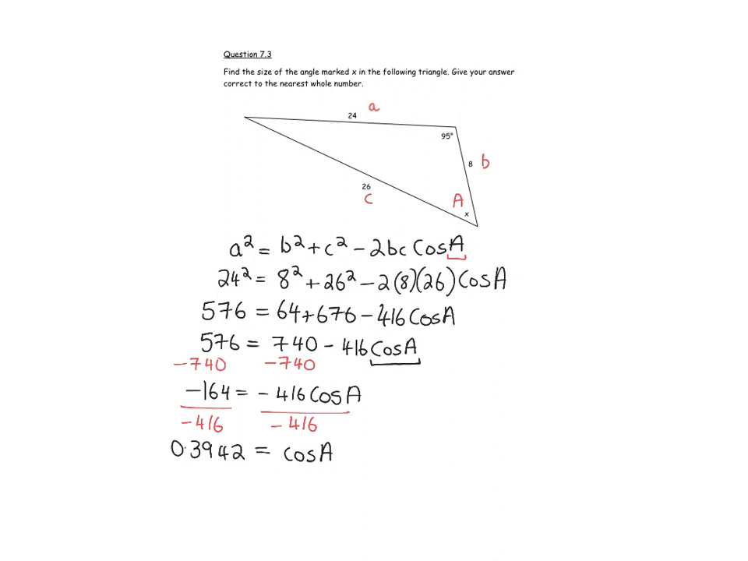So then to get A by itself, we get the cos inverse of 0.3942. In the end, we can type that into our calculator and we'll get an answer of 66.78. It wants that correct to the nearest whole number, so we get A is equal to 67 degrees. And that's question 7.3 done.